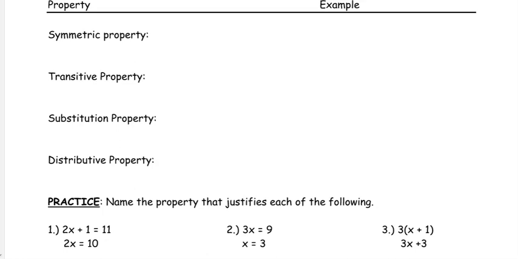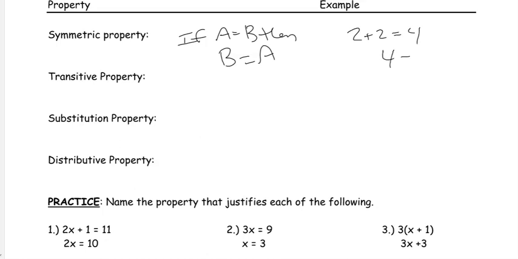Symmetric property says if A equals B, then B equals A. It just means that you can switch an equation and it means the same thing. If A equals B, then B equals A. If 2 plus 2 equals 4, then 4 equals 2 plus 2. You can switch an equation, the left for the right and the right for the left, and it stays equal.